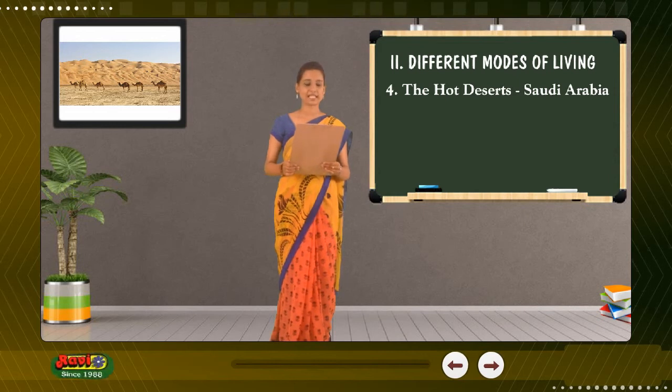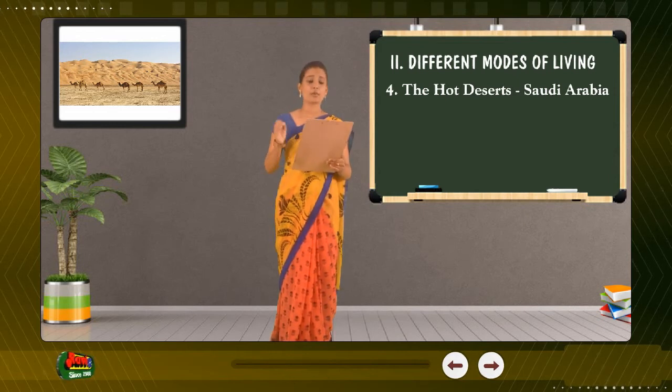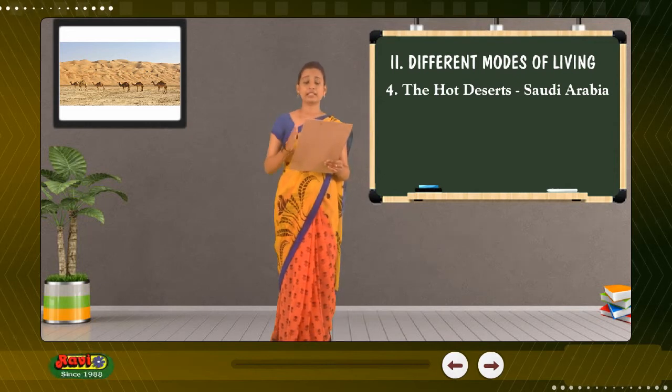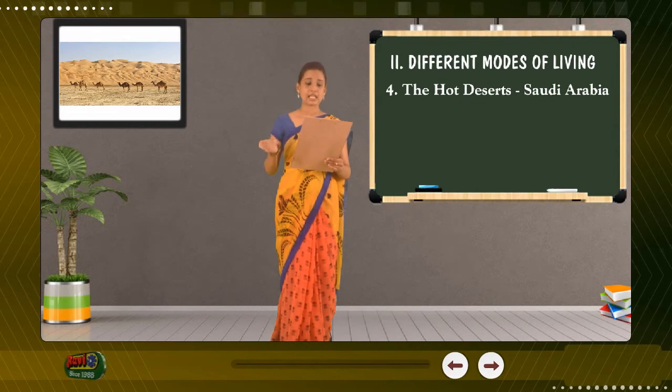Hi dudes! Deserts cover more than one-fifth of the Earth's land, and they are found on every continent. A place that receives less than 10 inches of rain per year is considered a desert.